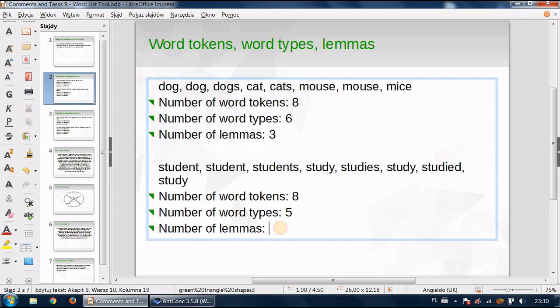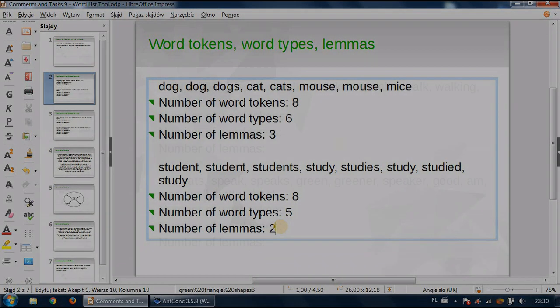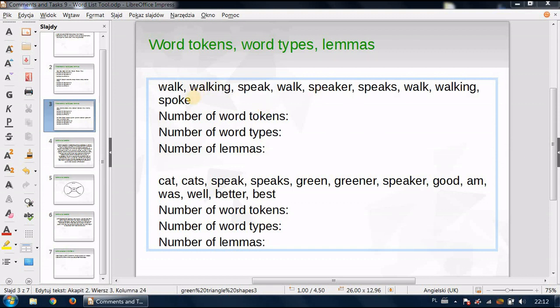Okay. And then finally, number of lemmas. This is the same as this one and the same as this one, so this is 1, 2. Study, study, study, studied, and study. Actually, there are only 2, as you see. Okay. There are only 2. Okay, so let's continue with another example.